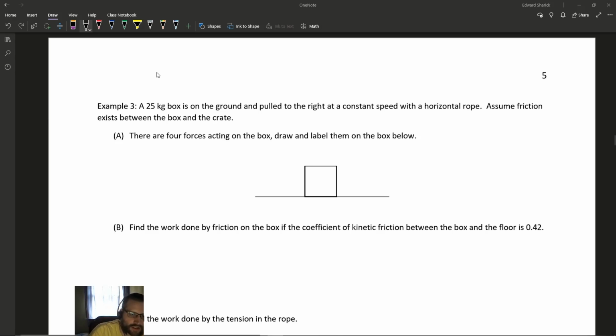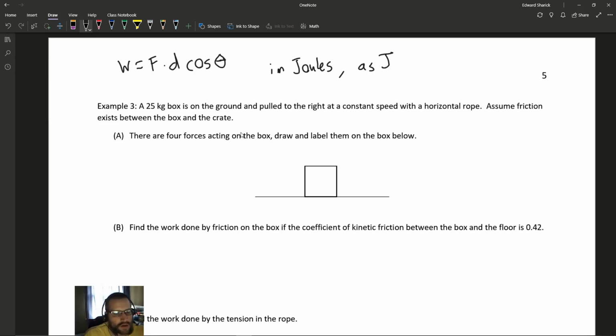Before we start the examples, I'm just going to rewrite that equation that we talked about on Friday. Work is equal to the force times the distance or displacement vector times the cosine of theta, where theta is the angle between force and distance. And we were able to get an energy in joules, which we abbreviate as J. Now we're going to look at a couple more examples.